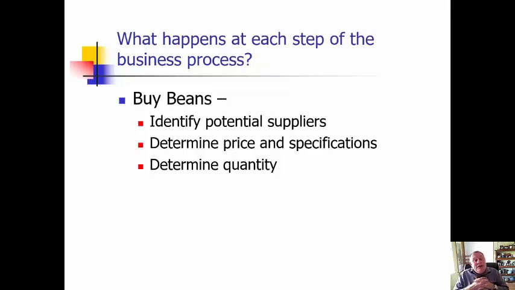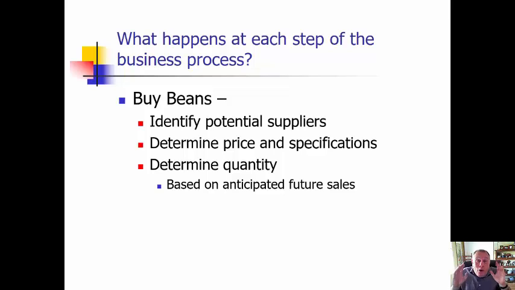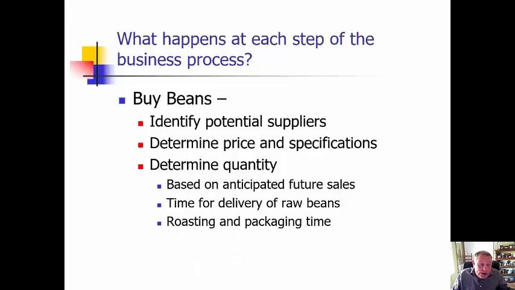One is you need to identify suppliers. Then you're going to have to select a supplier. Then you're going to have to determine price, specifications. What kind of beans do you want? What's the quantity that you want? Now, when you determine the quantity you want, you're going to have to anticipate future sales. So you're going to have to leave time for delivery of raw beans, okay? Because the raw beans are going to come from South America, from Asia, from Africa, wherever, but there's time for delivery into our plant. Then there's the time for roasting and packaging. When it comes in, we have to roast it and then put it in bags.